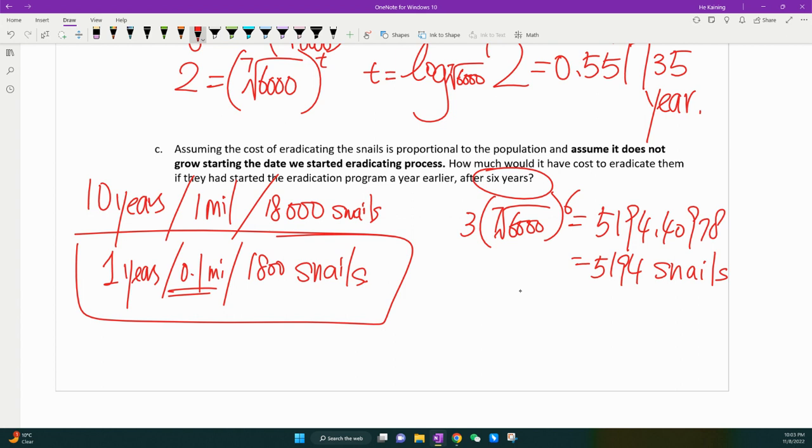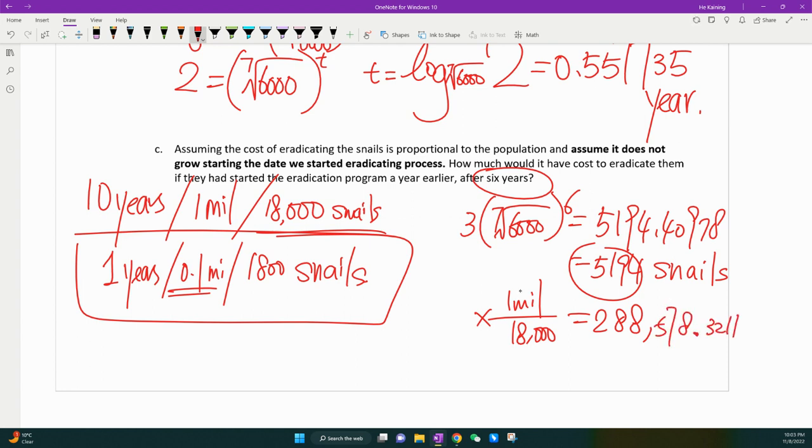Okay. And then every 1 million is for 18,000 snails. So I need a conversion for it. That means I need to multiply by 1 million per 18,000 snails, right? So after you use 5194 times 1 million divided by 18,000, you get 288,578.3211. So this is how you find it.